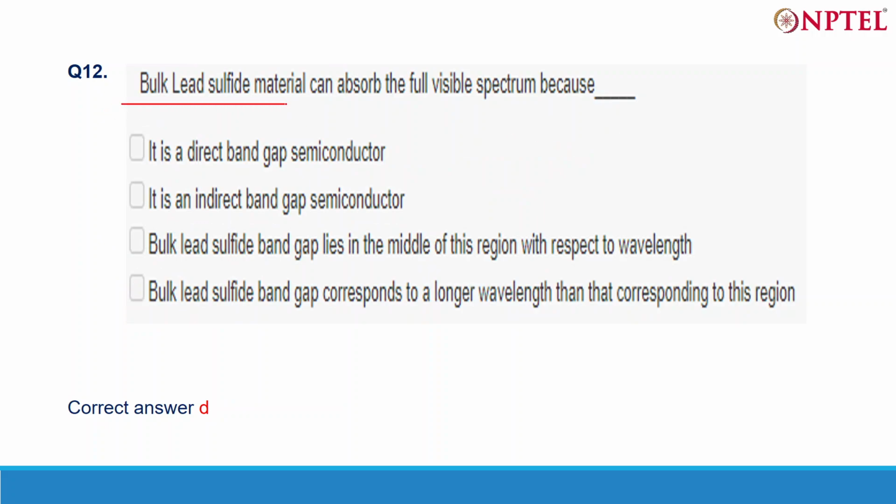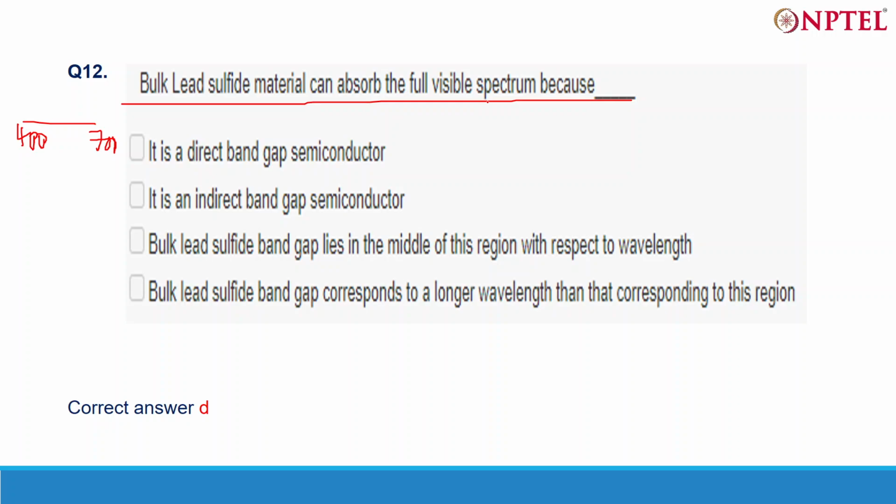Bulk lead sulfide material can absorb the full visible spectrum because when can a material absorb the full visible spectrum? Full visible spectrum. For the visible spectrum, you remember 400 nm to 700. Is it so or something? 400 to 700 I remember. Otherwise, if there are some other values, you can let me know in the comments. So yeah, full visible. So it must have a pretty good band gap.